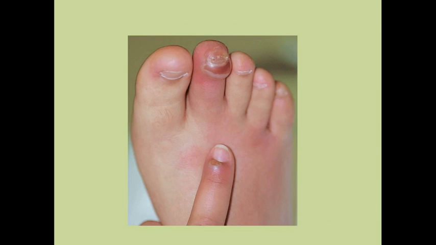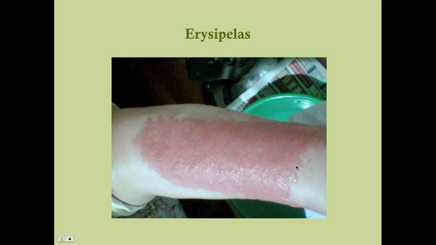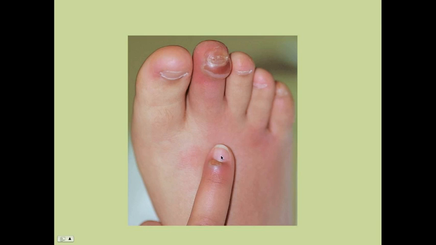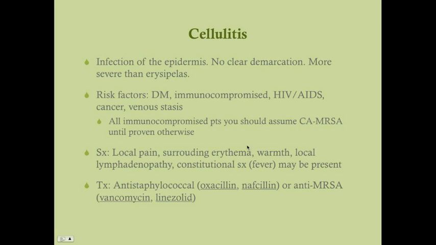Now here would be cellulitis. You don't really have a boundary here. It's not demarcated. Here, very demarcated. Here, not so much. There's just sort of this generalized erythema. Ignore what this is up here. But there's just this generalized erythema in her right foot, or his right foot. So cellulitis is an infection of the epidermis. It's a little deeper than erysipelas, and there's no clear demarcation, and it is more severe than erysipelas.